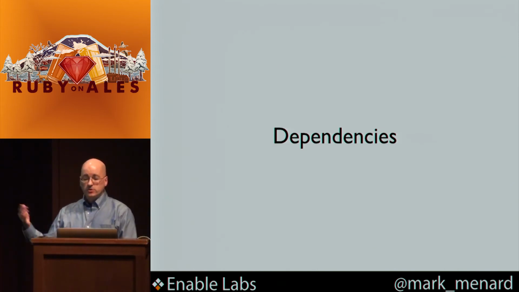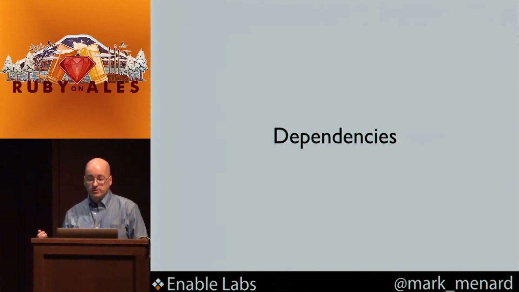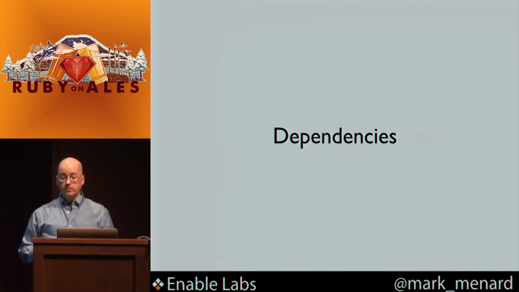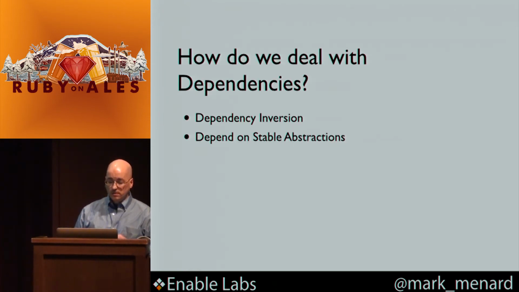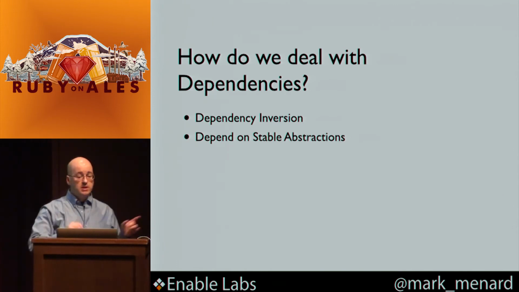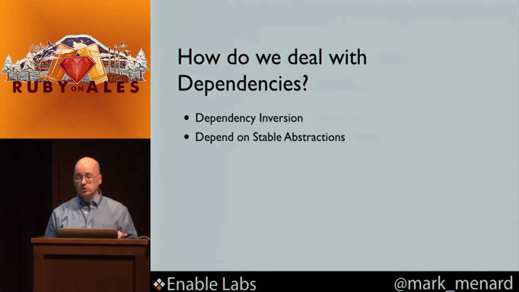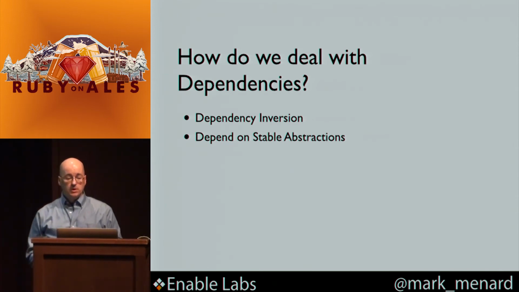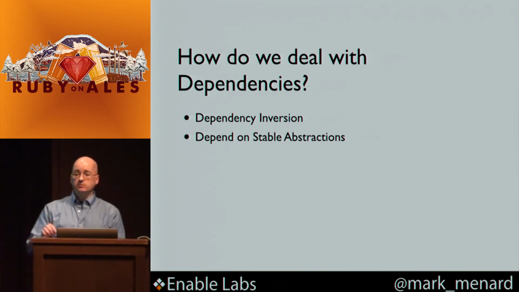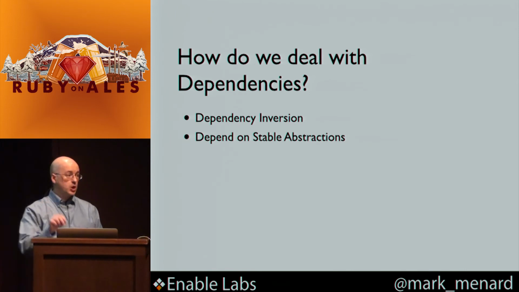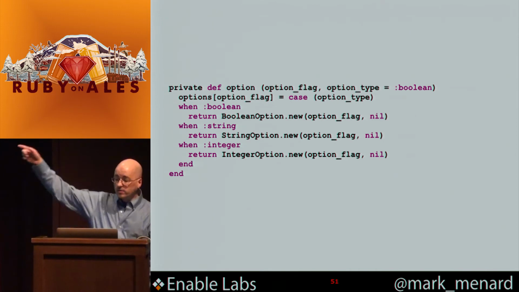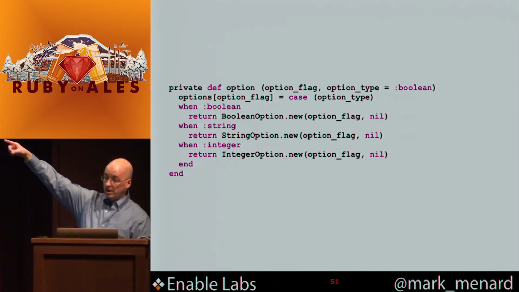Now, before we start extracting the Boolean, string, and integer option responsibilities into classes, let's talk about how we deal with dependencies, because we could create a dependency mess right now in this code. Deal with dependencies by using dependency inversion and depending on stable abstractions. And don't confuse dependency injection with dependency inversion. Dependency injection is just one way to achieve dependency inversion. And dependency inversion means we want to depend upon abstractions, not concretions. That's all it is.